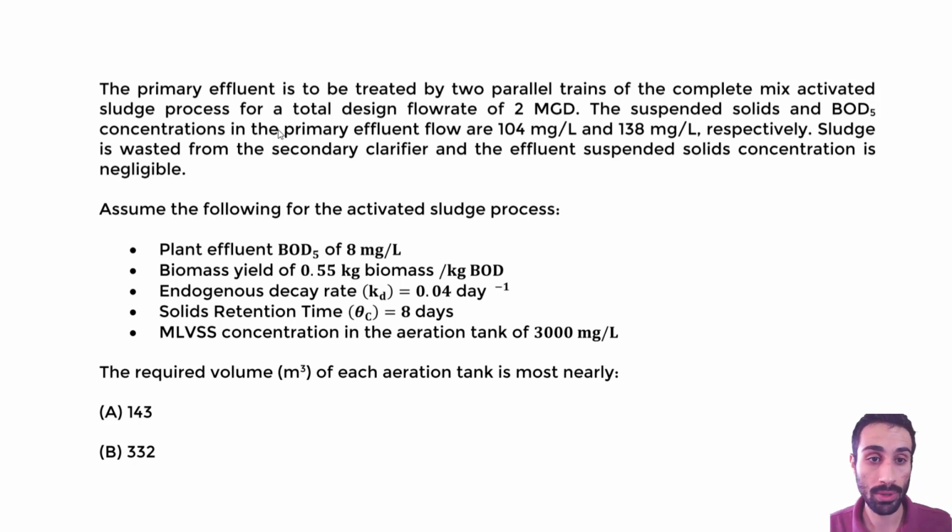Here we're told that the primary effluent is to be treated by two parallel trains of the complete mix activated sludge process for a total design flow rate of 2 mgd. That 2 mgd is just million gallons per day. That's the unit we use for flow in water treatment, or especially in this case wastewater treatment.